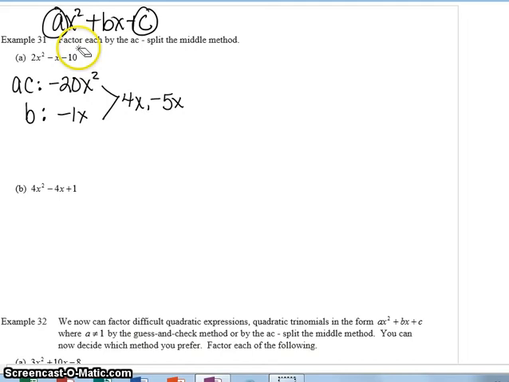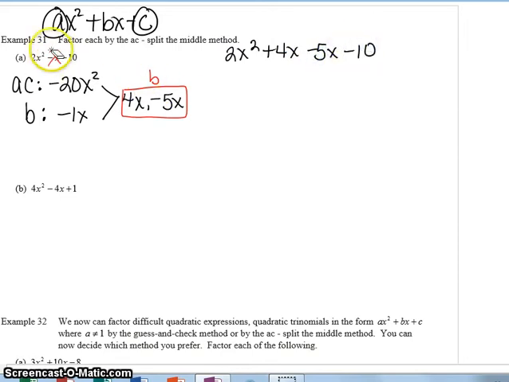So now what you're going to do is take these two terms right here that we just found, and that's going to become your new b. So you're not going to use the b they gave you. So we're going to rewrite it as 2x squared plus 4x minus 5x, and then copy down your c. So all we did was replace that negative x with our two terms.